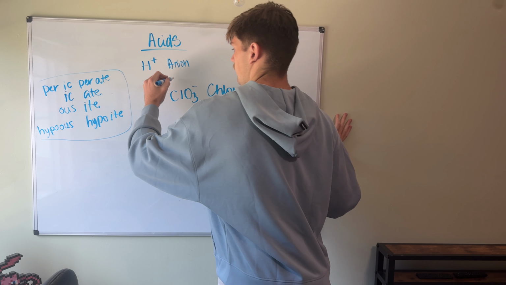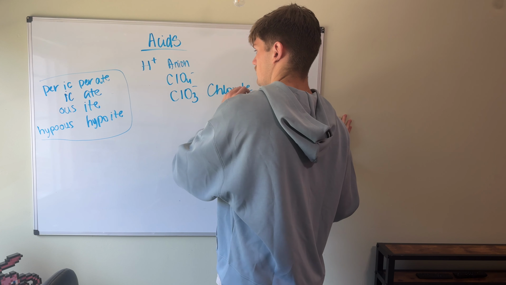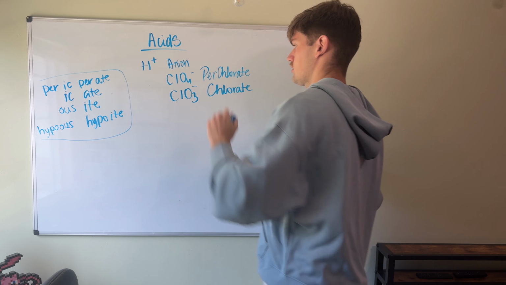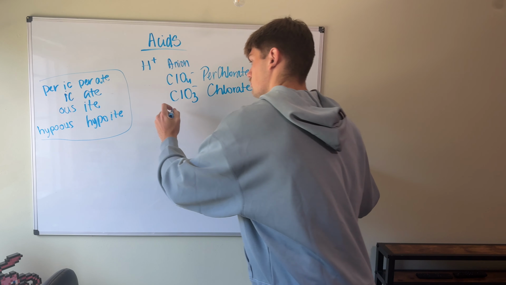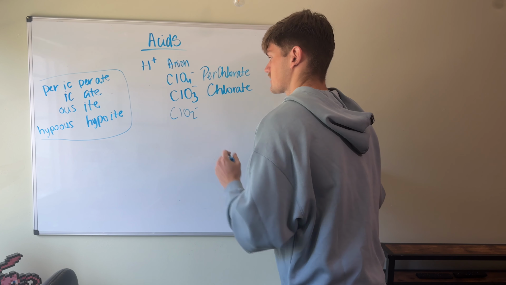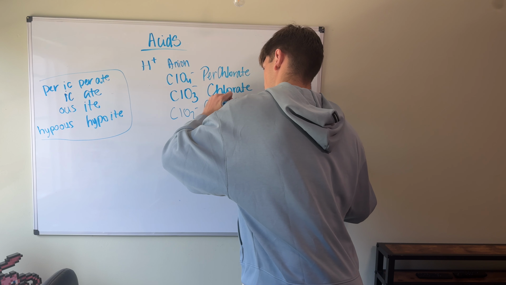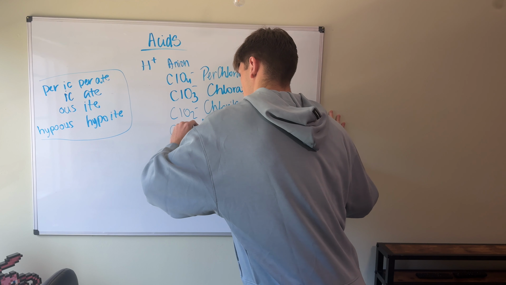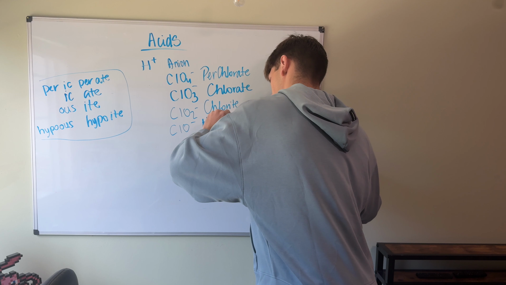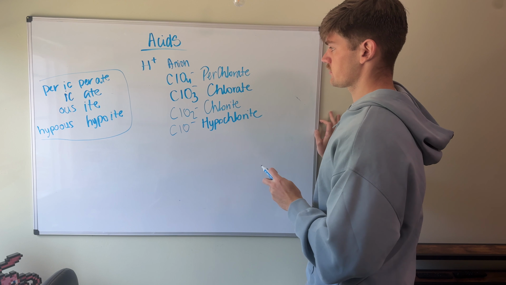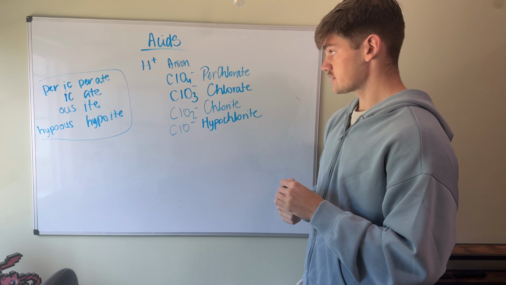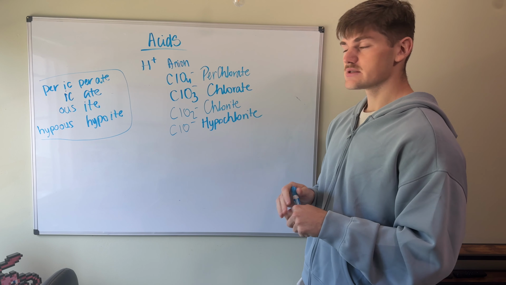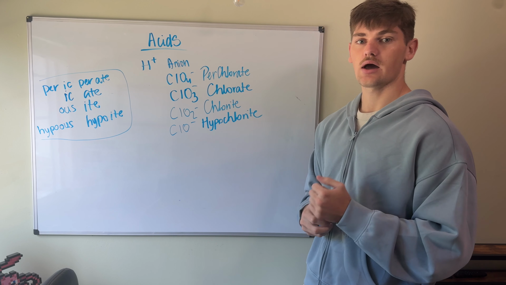So let's say we have ClO4 with a minus. That is perchlorate. If we have ClO2 minus, that's chlorite. If we have ClO minus, that is going to be hypochlorite. As you can see, the number of oxygens directly correlates to the name. So ClO3 is going to be chlorate, ClO4 is going to be perchlorate, ClO2 is going to be chlorite, and then ClO is going to be hypochlorite.